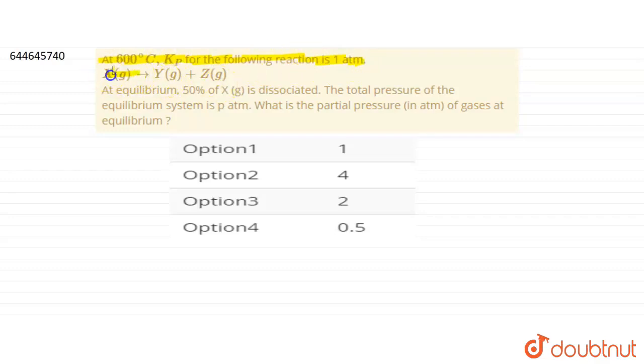So our reaction is X gas converting into Y gas plus Z gas. At equilibrium, 50% of X is dissociated. The total pressure of the equilibrium system is P atm. So what is the partial pressure in atm of gases at equilibrium? Our options are 1, 4, 2 and 0.5.